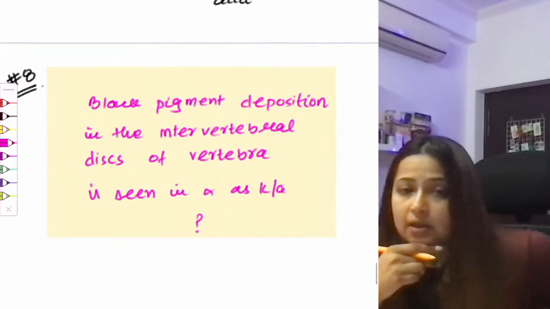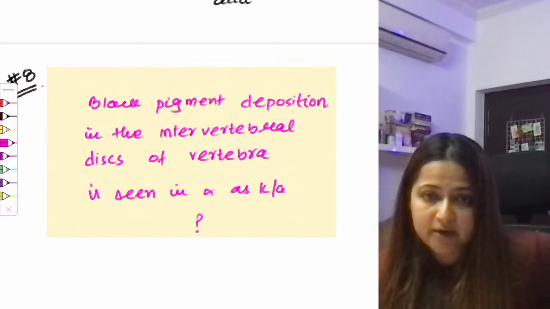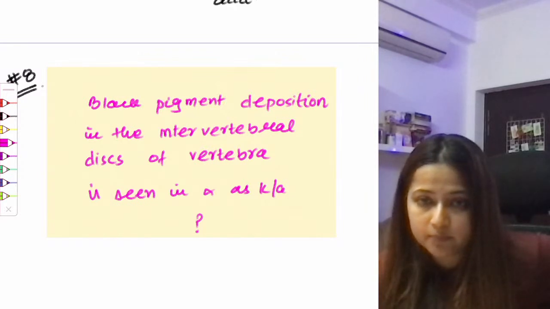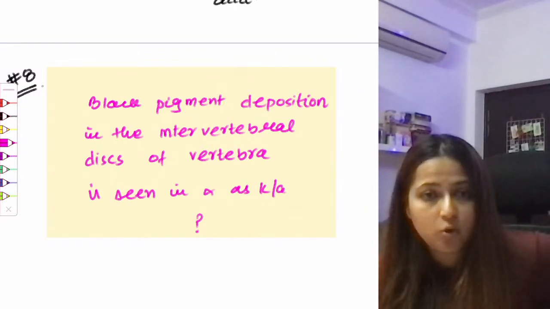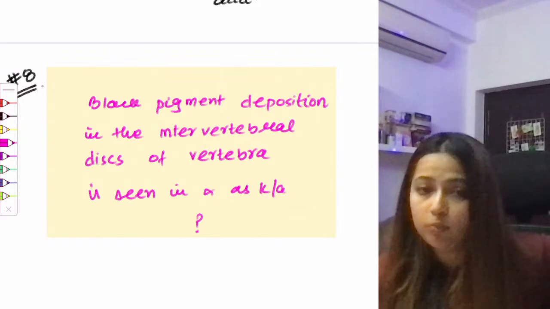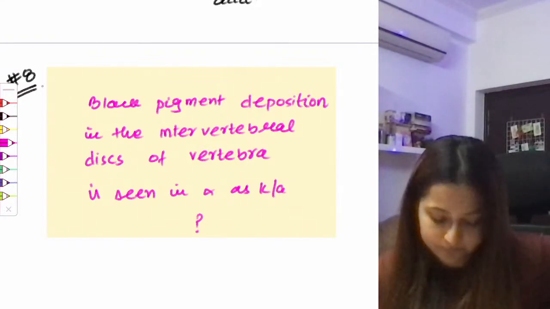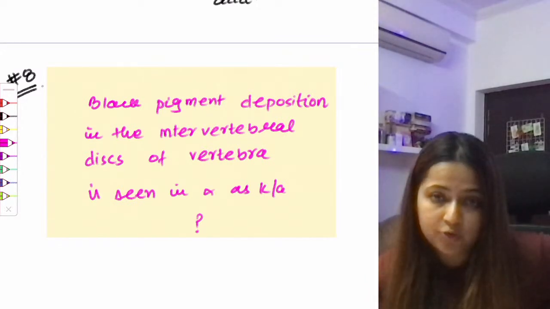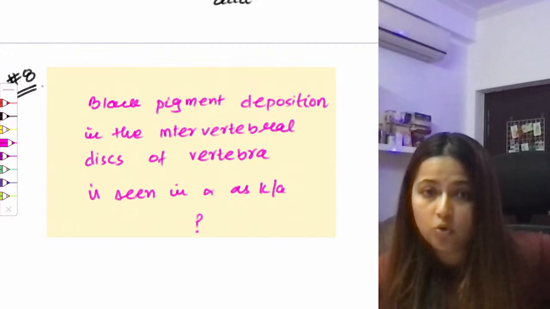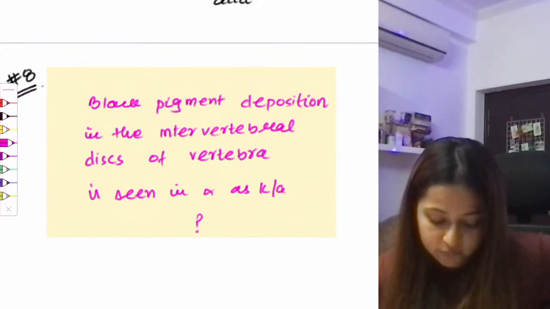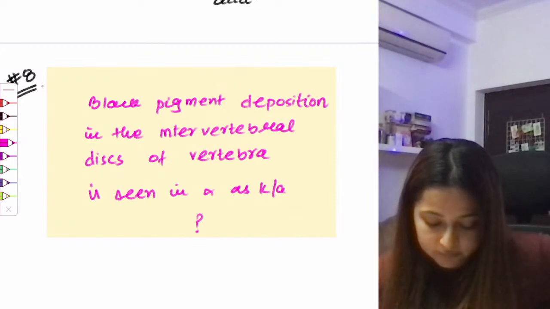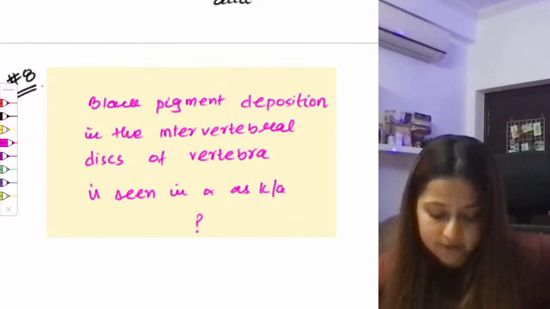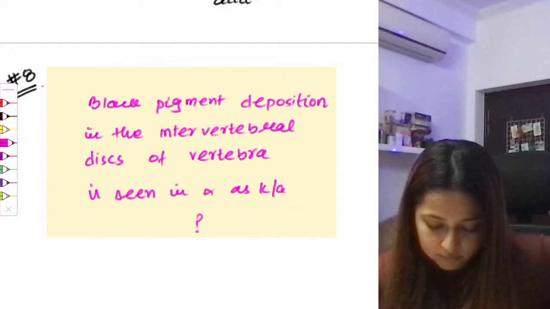Moving on to the next question. In which condition would you expect a black pigment deposition in the intervertebral disc of the vertebra? And what would you call it? What would you call this black pigment deposition in the intervertebral disc of the vertebra? Excellent, Smriti. Yes, Sachi. The answer is ochronosis. Okay. Ochronosis. And in which condition would you expect it? In which condition would you expect it? Anyone?